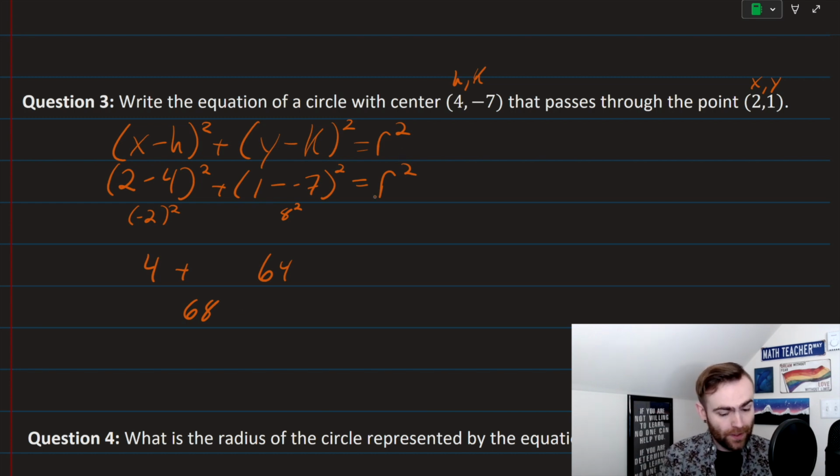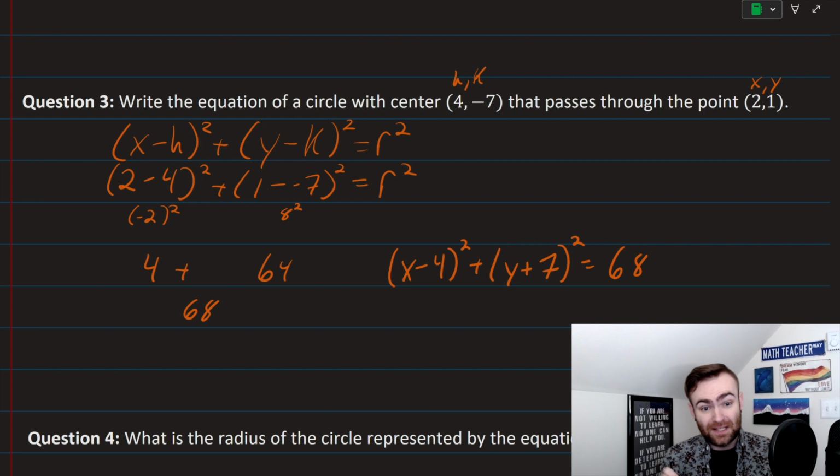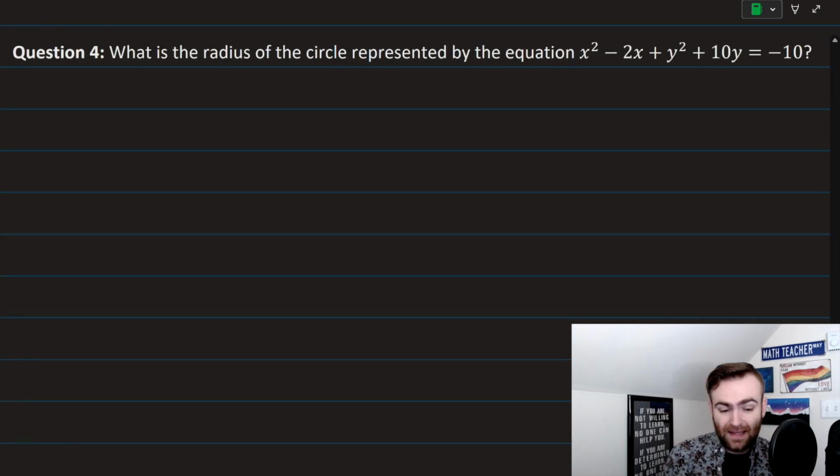So our equation is going to be x minus 4 squared plus y minus negative 7, which would be plus 7 squared, is equal to 68. We don't have to put the square root of 68 squared. We can just leave it as 68 since that is r squared. Not too bad. Now let's try something challenging.